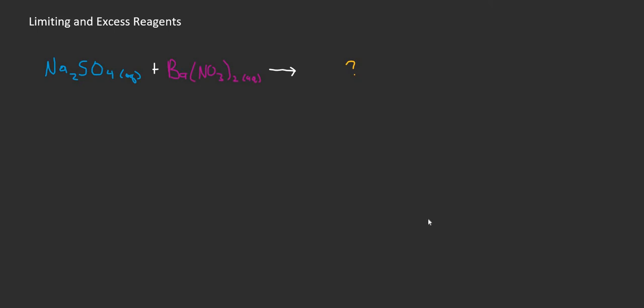Hello, in this video we'll be discussing the basics behind limiting and excess reagents. So, in a precipitation reaction, you're going to form a solid. And so that solid is going to be reflected by the reactants that you have.